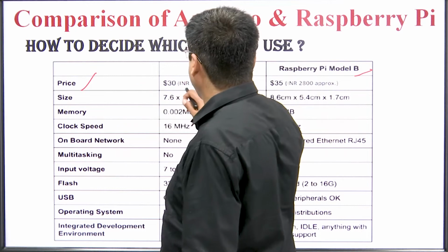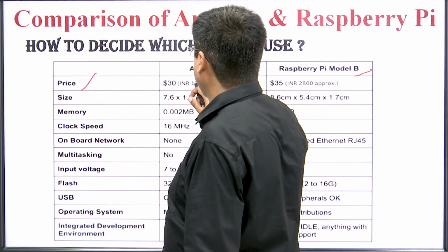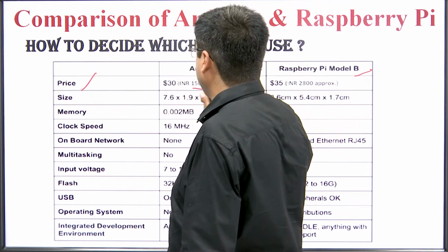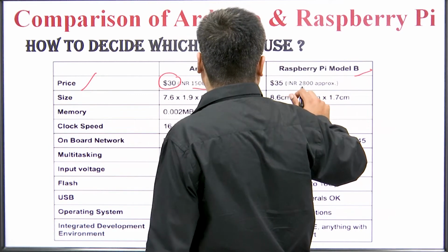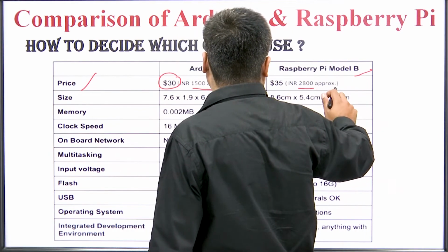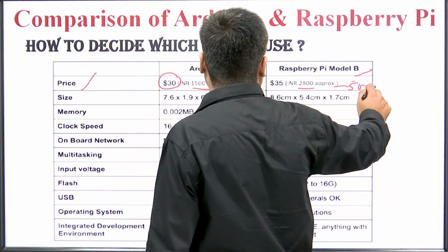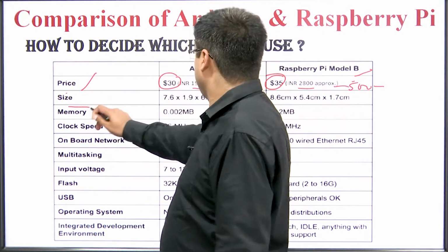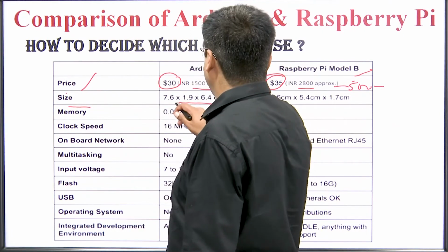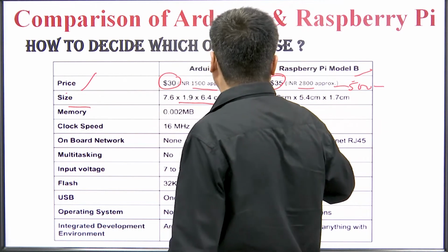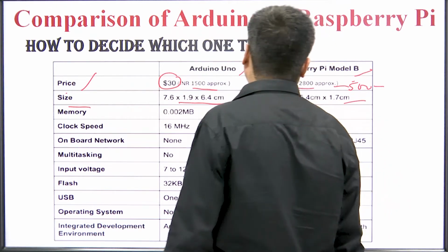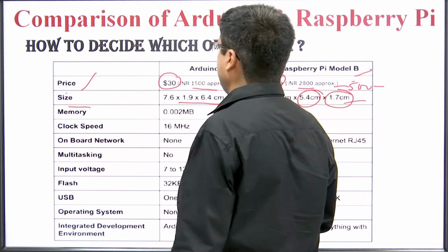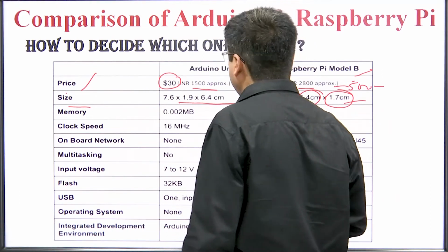First is the price. The price of Arduino is very low, we can say 500, 600. Some micro versions of the Arduino are available at approximately 1500, that is $30. But the Raspberry Pi costs more, approximately 2800. Some Raspberry Pi are available up to 5000, 6000, 7000, etc., that is $35 cost. Size is less for Arduino, 7.6 by 1.9 by 6.4 centimeter board, but here the board size is more, that is 8.6 centimeter by 5.4 centimeter by 1.7 centimeter. So, the price and size of the Raspberry Pi is more.